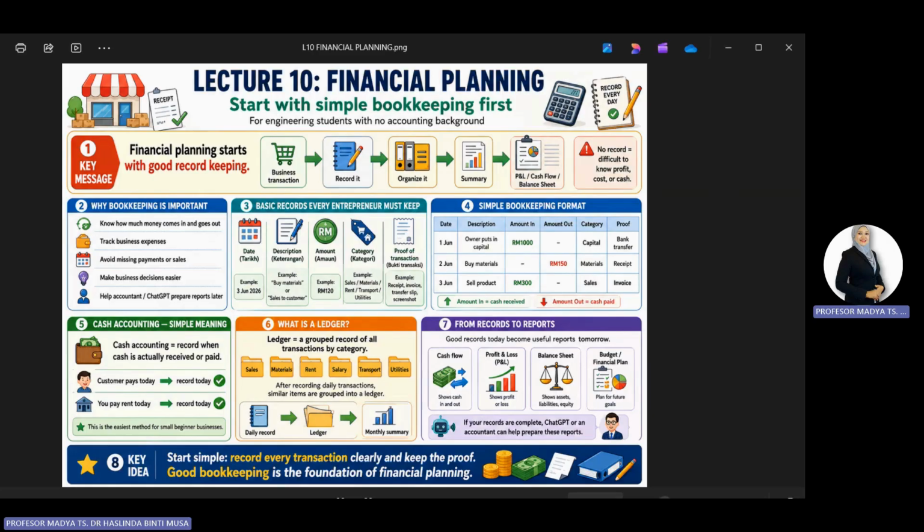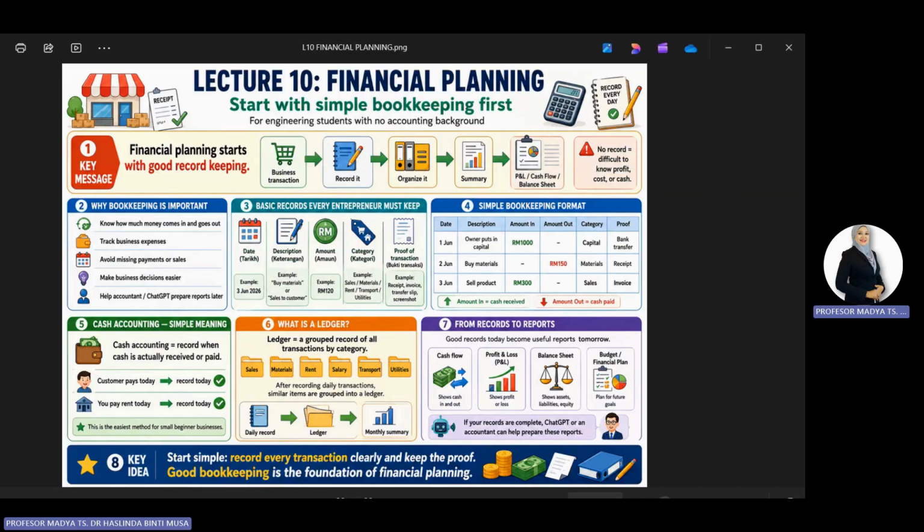Do not be afraid of the word ledger. It is not something complicated. It is just a grouping of all the records that you already have. If you have 10 material purchases in 1 month, for example, you group them all under materials. Then you can calculate the total material cost. If you have 20 sales transactions, you group all of them under sales. Then you can calculate the total sales.